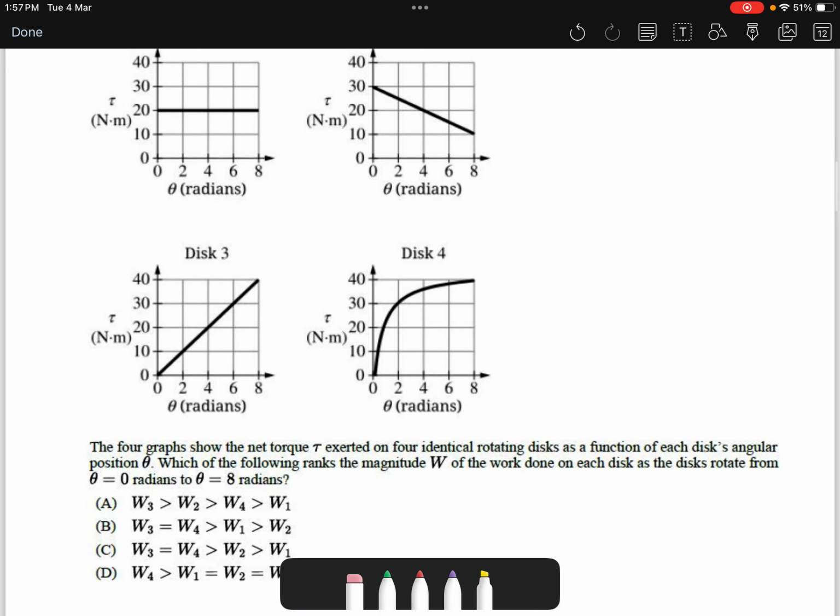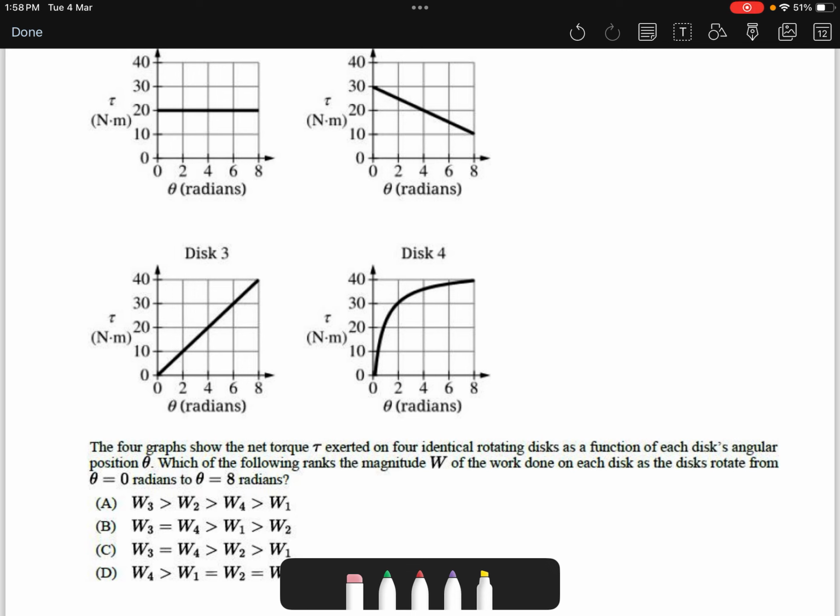Question number 1. Now, to save time, I will give you a few seconds. You can stop the video, read the question, and I will start with the solution. Please read the question very well, okay? It's very important to understand the question.